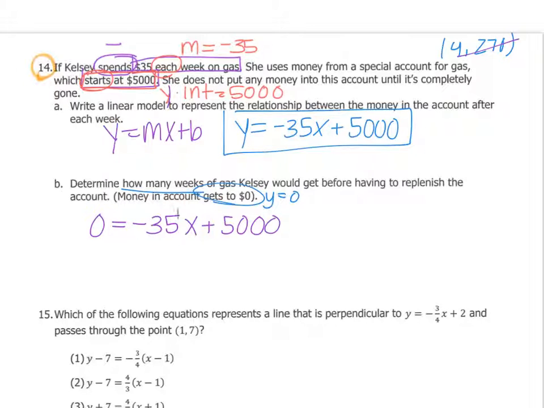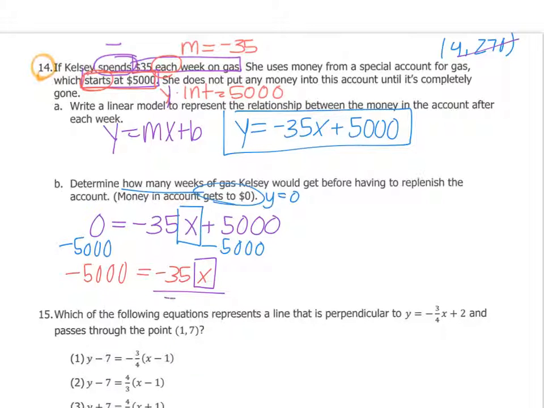Remember, our goal here is to get x by itself. So we need to think, do we move the 35 first or do we move the 5,000 first? Think about your order of operations, what needs to get moved away. So now we have negative 5,000 equals negative 35x. And to get rid of that negative 35 in the front, hopefully you recognize that it's originally being multiplied, so now we need to divide. So final answer, approximately 142 weeks.